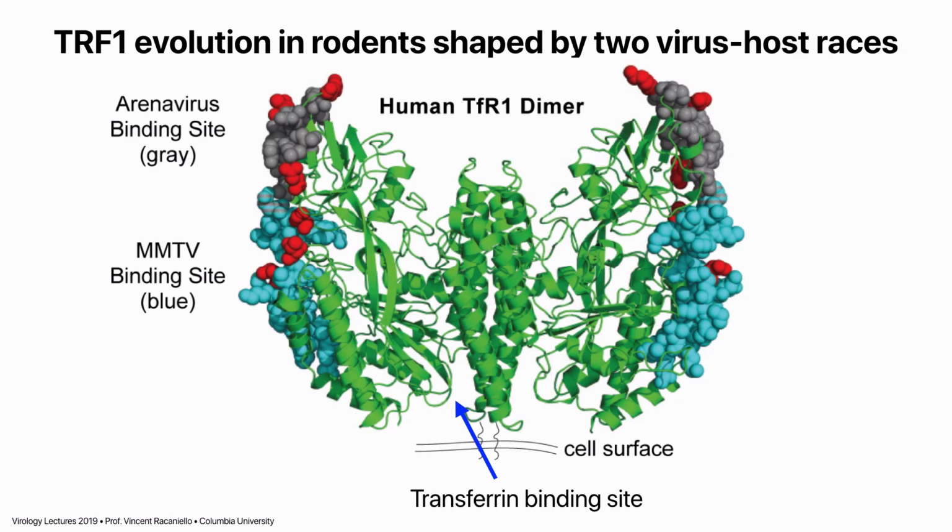One more example of this. This is amazing. This is the transferrin receptor, TFR. And its evolution has been, in mice anyway, or in rodents, has been shaped by two different viruses.